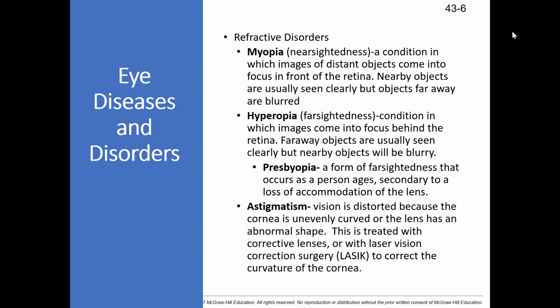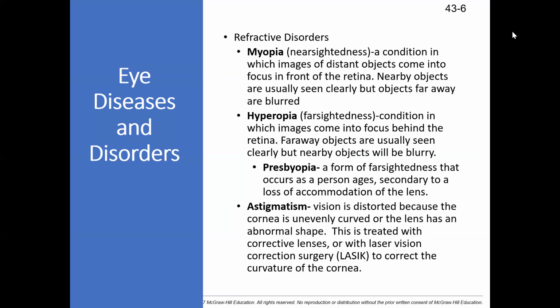Presbyopia is a form of farsightedness that occurs as a person ages, secondary to the loss of accommodation of the lens, which is where you're able to look close up and then immediately look far away, and your lens accommodates for that distance change and can still see. So as you age, you lose that ability to accommodate, and so you can have some farsightedness because of that.